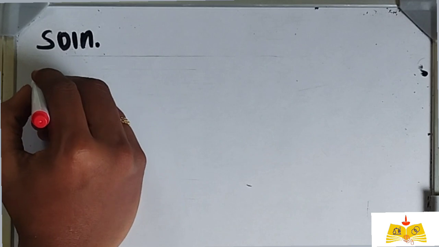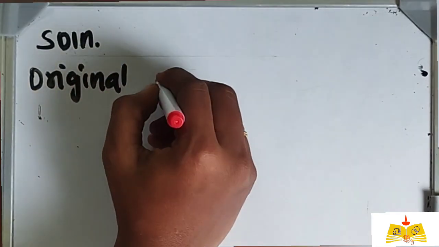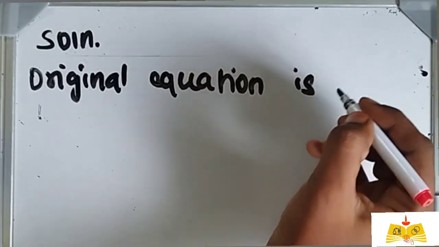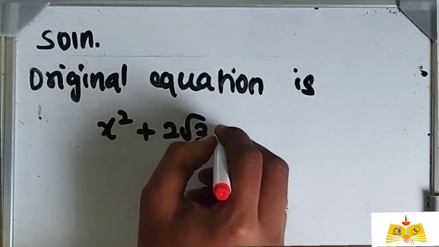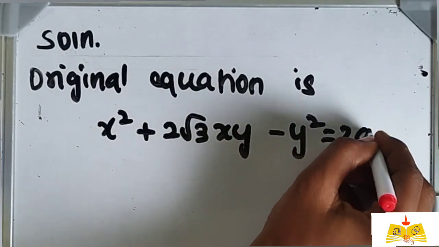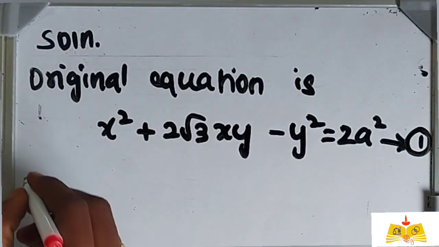So what is the original equation? I am writing the original equation: x squared plus 2 root 3 xy minus y squared equals a squared. I am going to name it equation number 1.